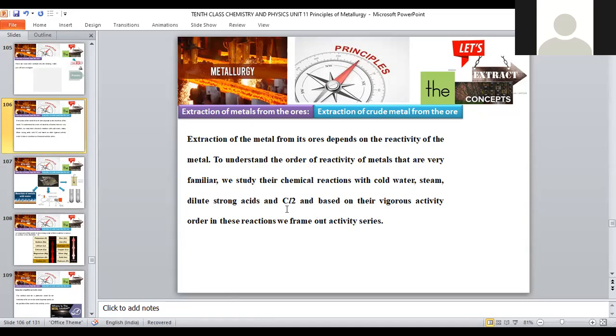So different kinds of methods can be applied in order to extract the metal in the purified state, right? In order to know that, first of all, we have to understand what the properties of these metals are towards water, steam, dilute acid and chlorine.